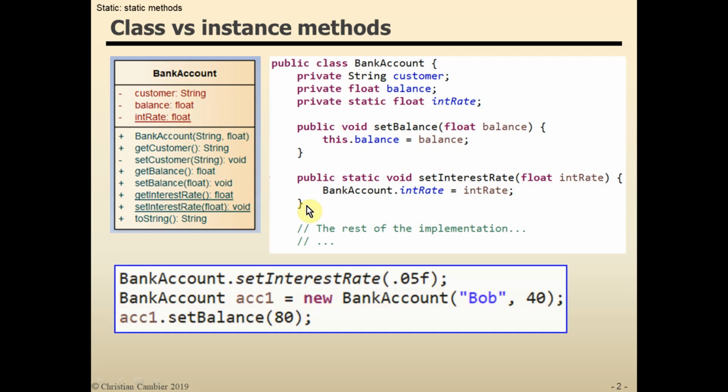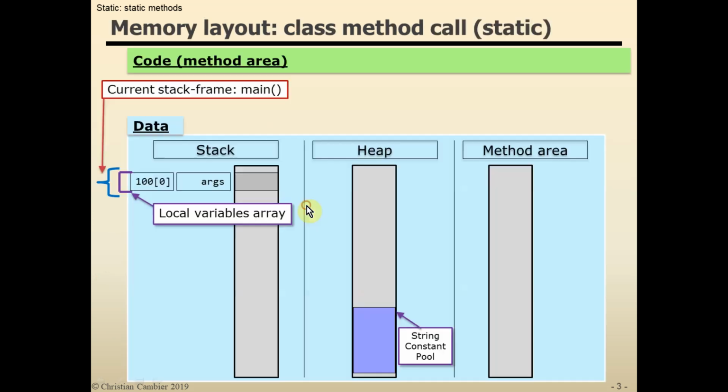The client code I'll execute will first call the static method, then the instance method. Let's see what happens in memory. The stack frame of the main method is set up. And let's start with a method call of BankAccount.setInterestRate. As setInterestRate is a static method, no object reference is needed in order to invoke this method. Instead, the name of the class is used.